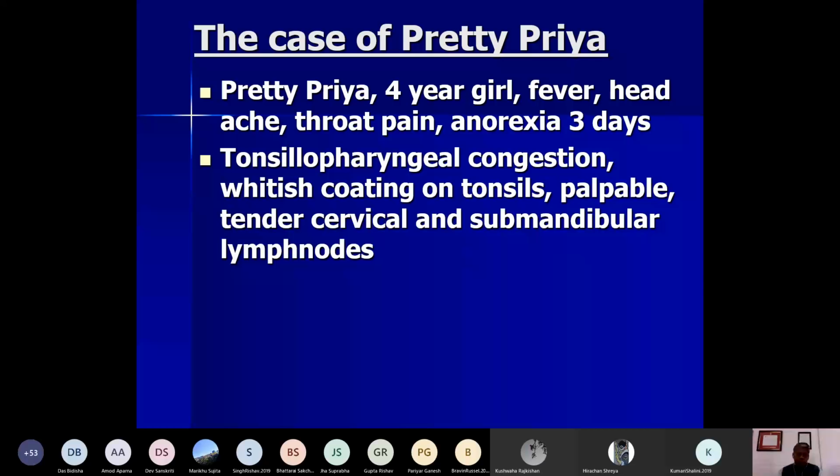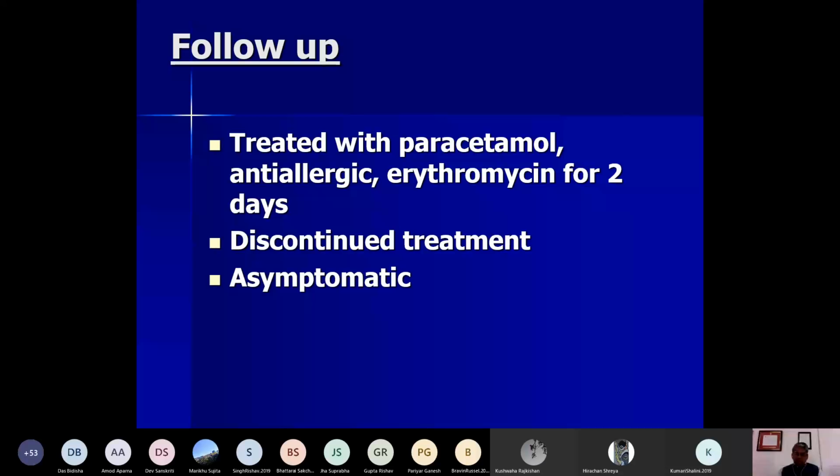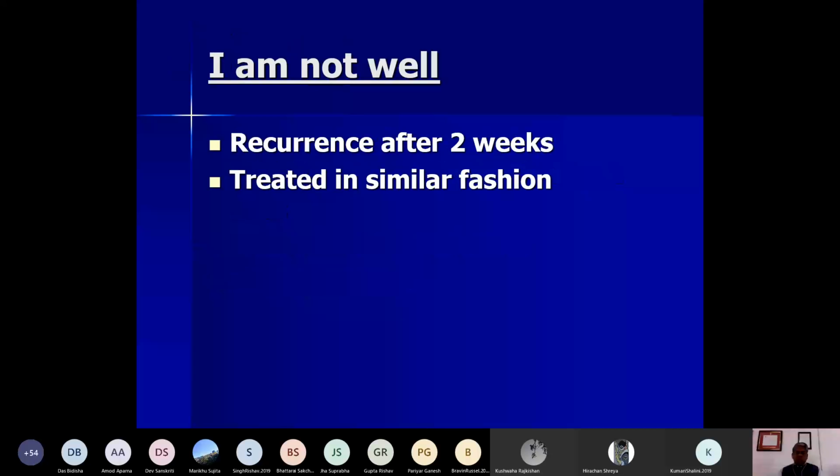She had been partially treated for tonsillopharyngitis, and unfortunately treatment was not taken complete because the investigation was not done properly, and periodically she used to take antibiotics, paracetamol, some anti-allergics, and she continued to suffer recurrent throat infections because she had just attained the age where she started going to school. So it happens primarily in school-going children.